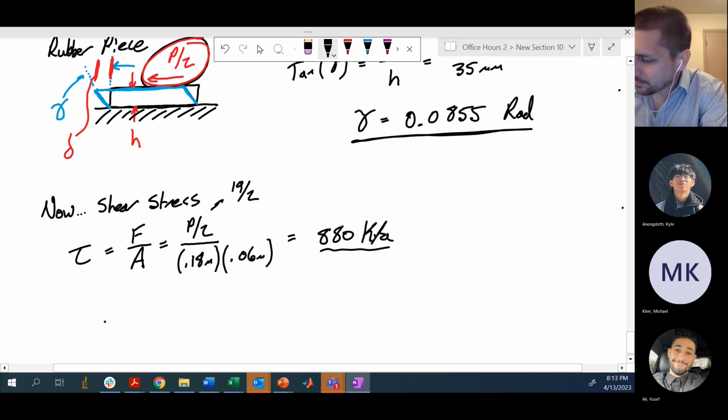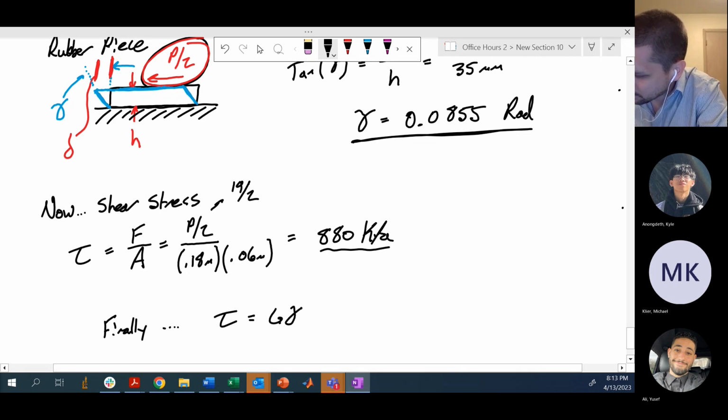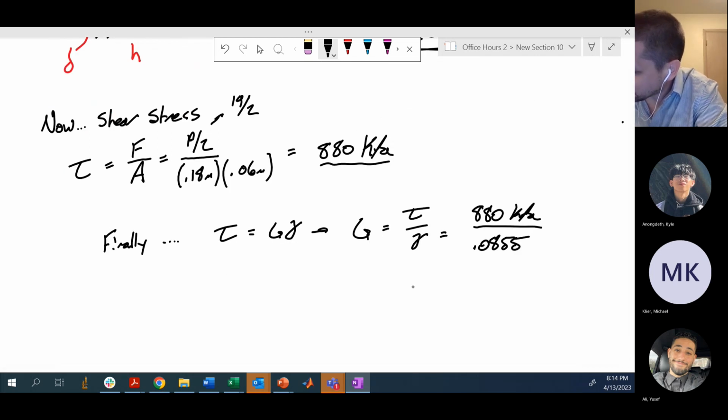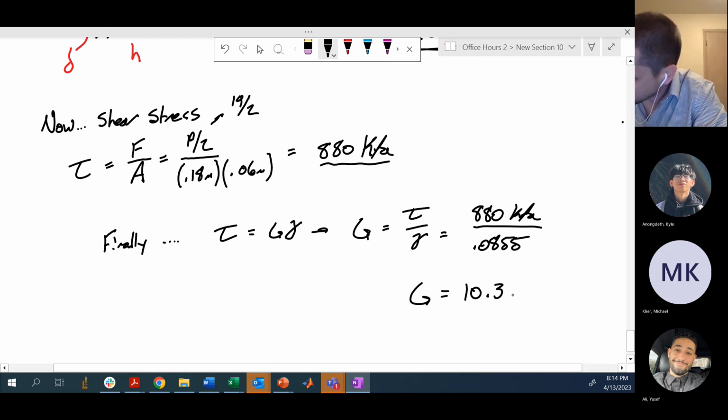We're not quite done yet. We just have to finally calculate the modulus of rigidity G, which is tau over gamma. So here, 880 kPa over 0.0855 radians, or strain, sort of unitless in this case. You'll get a modulus here, 10.3 MPa. And that's your answer.